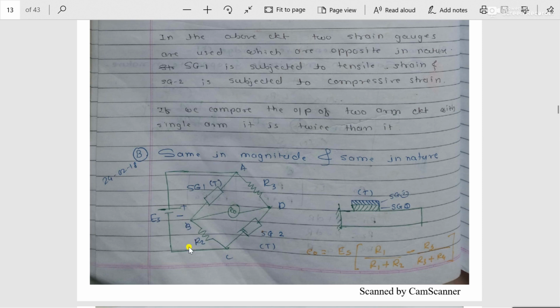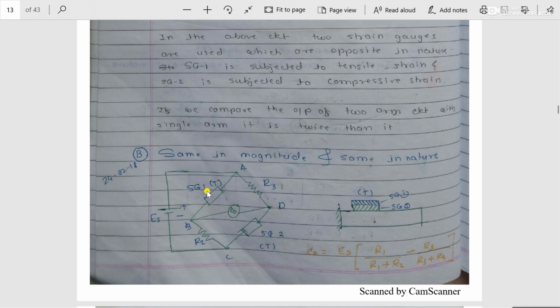If all the arms have the resistance value 350 ohm before application of load, then and only then is bridge balancing possible, and this E0 will show zero output. But after the application of load, the resistance of strain gauge 1 and strain gauge 2 will change, but resistances R2 and R3 stay the same because these two are fixed resistors. So strain gauge 1 and strain gauge 2 have the same magnitude and the same nature. Both strain gauges behave similarly.